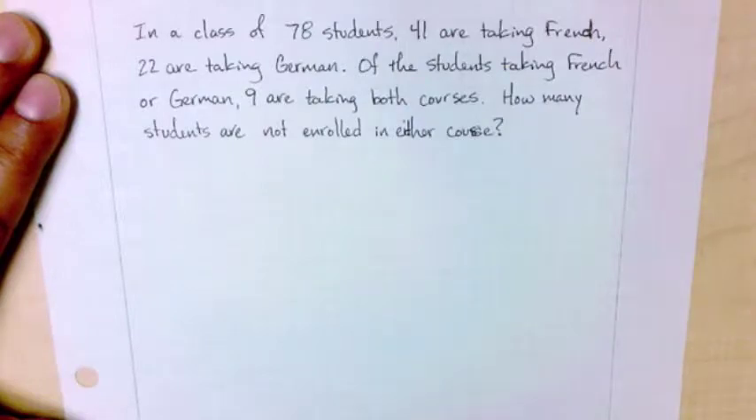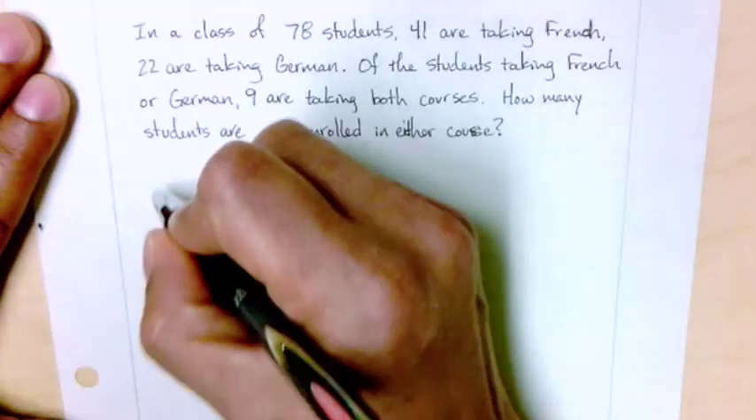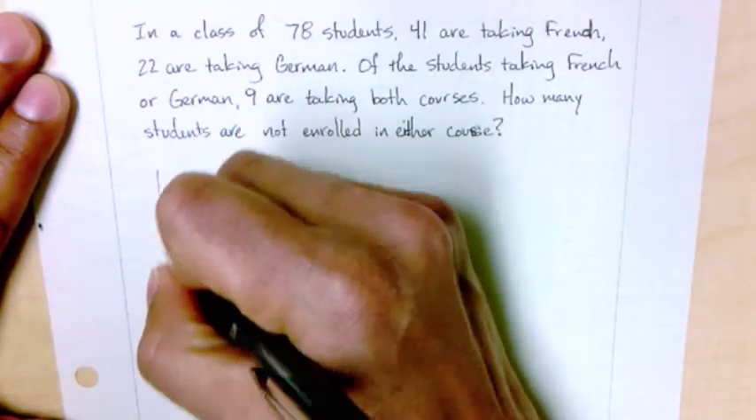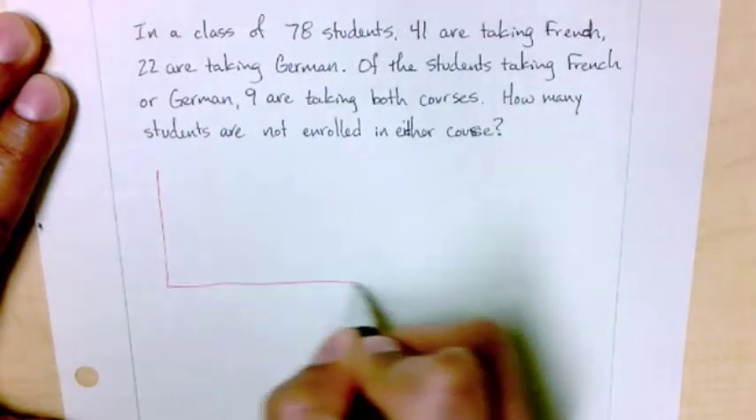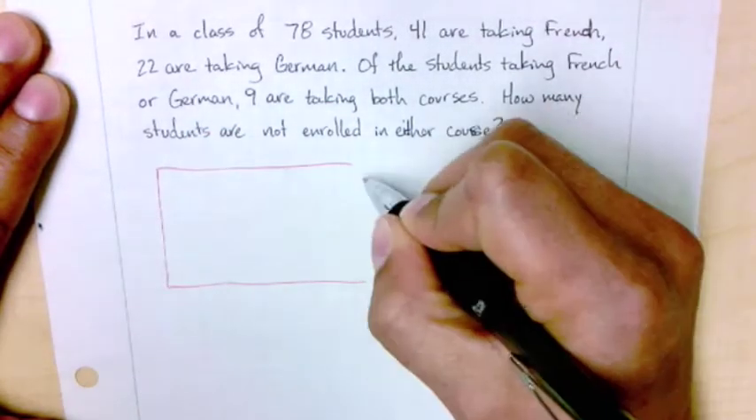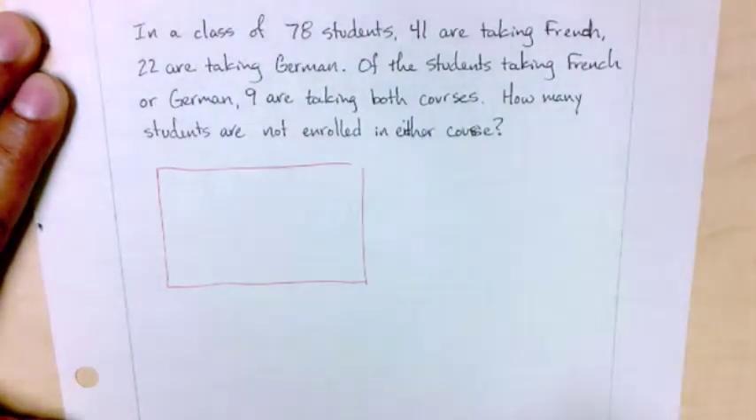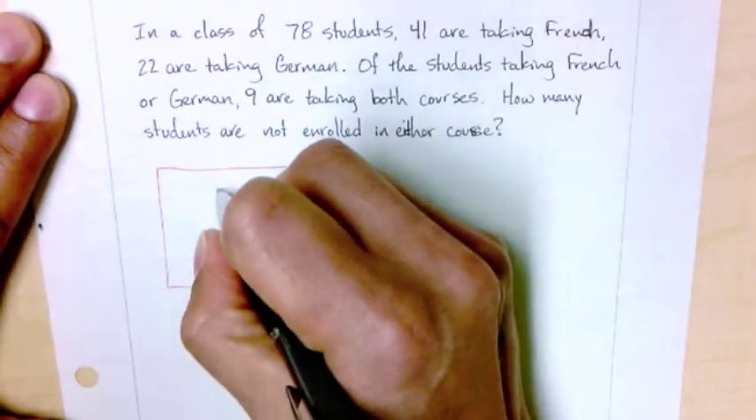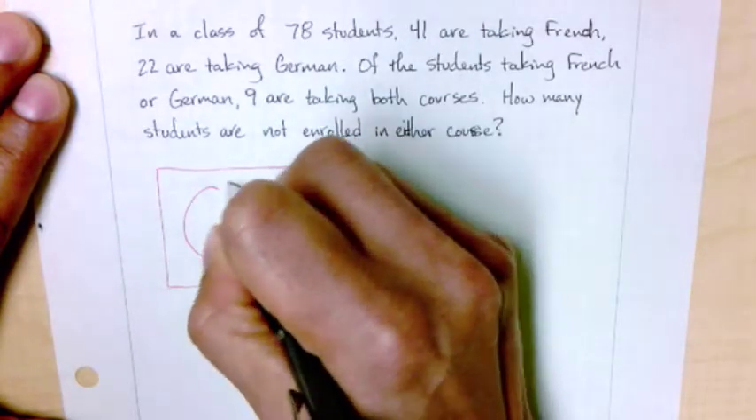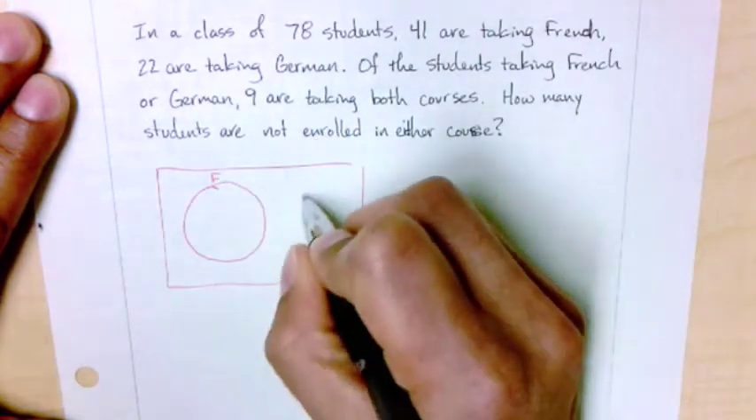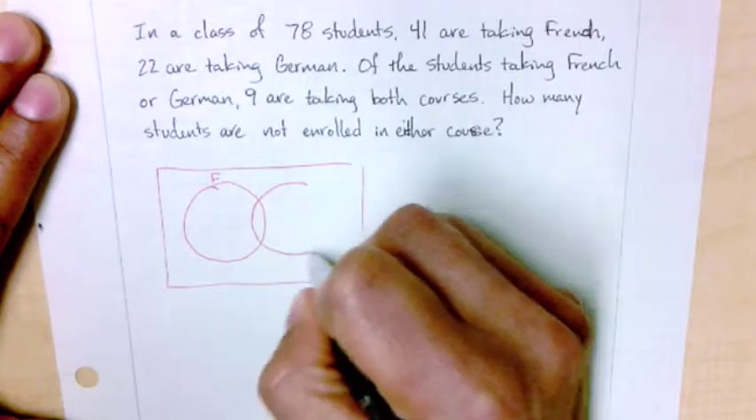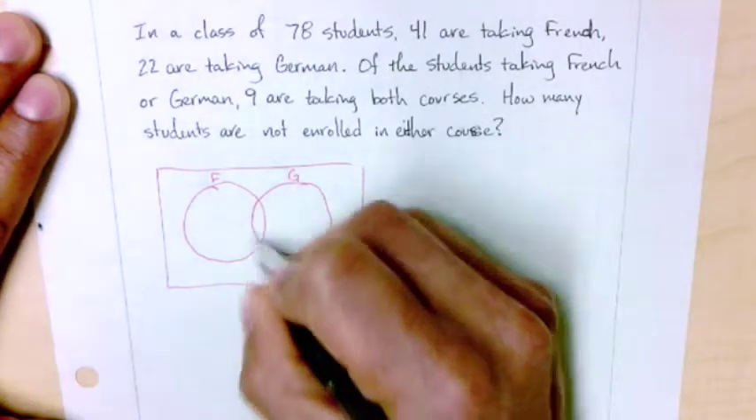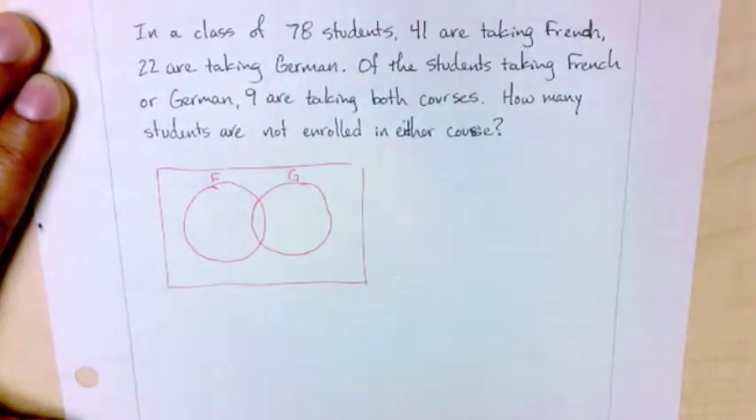And that technique is to draw a Venn diagram. So here I will draw, imagine this is the space of all students, all 78 students. And inside of there's a group taking French, and there is a group taking German. And I made an overlap because some students are taking both. So let's go back through and see how we can fill in this picture.